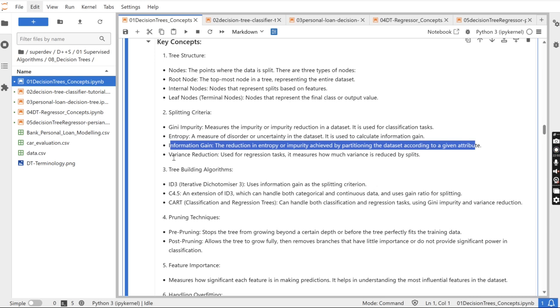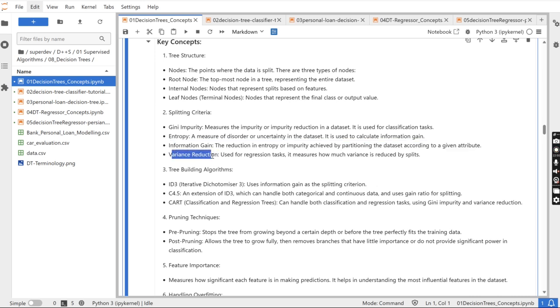Like that, we also have something called variance reduction. Variance reduction is used if you are using the decision tree for regression tasks. Instead of looking at how many data points there are, there you can't classify data points because those data points are not classifiable. They are rather floating values, right? For those floating values you can only calculate certain metrics like mean, median, standard deviation.